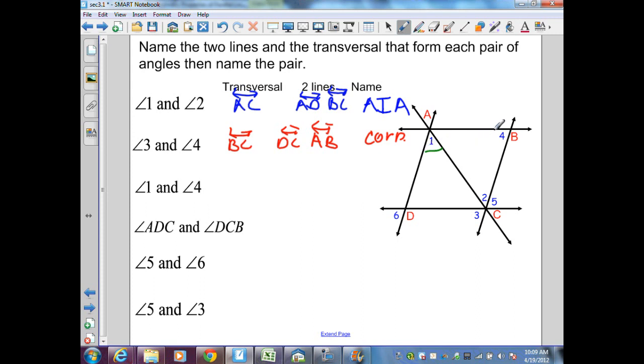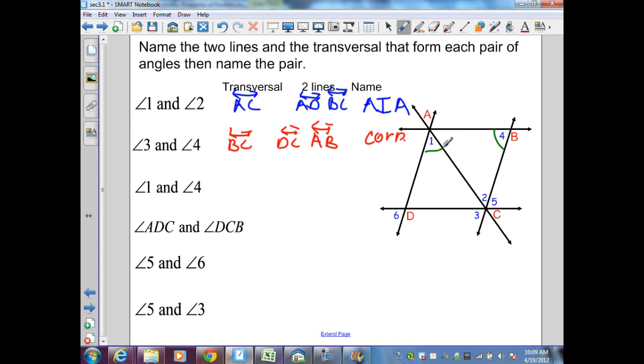Angle 1 and 4. First, can we identify a transversal? Is there one line that helps form both of them? I have AB help form angle 4. AB is just a line that intersects the vertex of angle 1. I could actually remove line AB and angle 1 would still be there. Angle 4 is also help formed by BC. BC is not part of angle 1 either. Angle 1 is formed by AC and AD. Therefore, there is not a common line that helps form either angle.